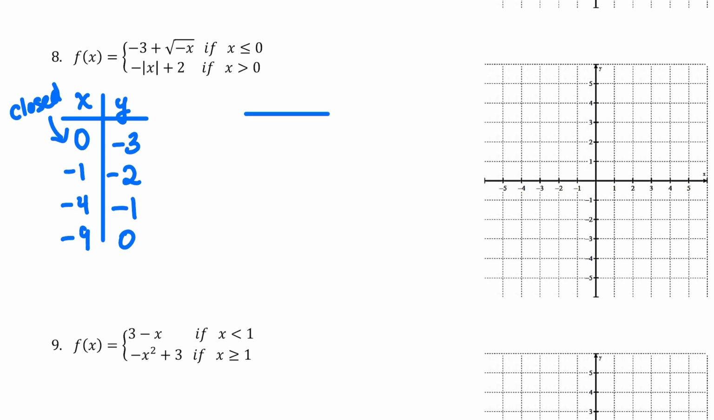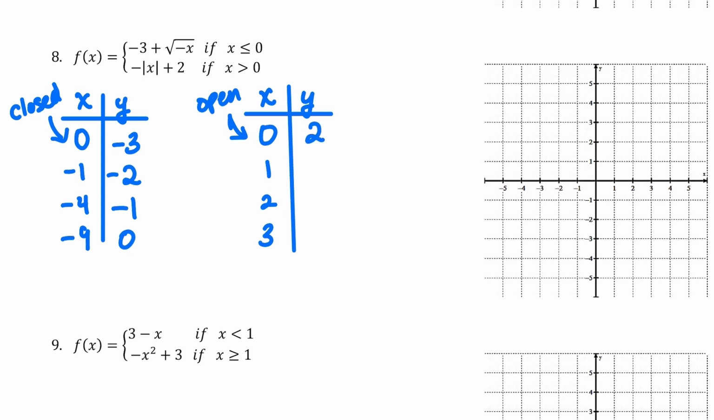Then I'm going to do another table of values for the second equation. Again, I'm going to start off with the value of 0 that is in the inequality, but this one we need to make sure it's open because it's strictly greater than 0. And then we're taking the absolute value, and there aren't any particular numbers that we can't take the absolute value of, so I'm just going to plug in 1, 2, and 3. So we plug in 0, -0 plus 2 is 2. Plug in 1, -1 plus 2 is 1. Plug in 2, it's 0. And then plug in 3, you end up getting -1.